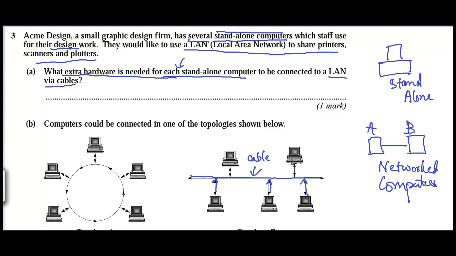So on this end, in the computer, to connect to this cable, what hardware is needed on this end, or on this end, or on this end? Well, what is needed is a LAN card. This is also called a network interface card. So you always need that in your computer. If you want to connect your computer to any network, then you need a LAN card.